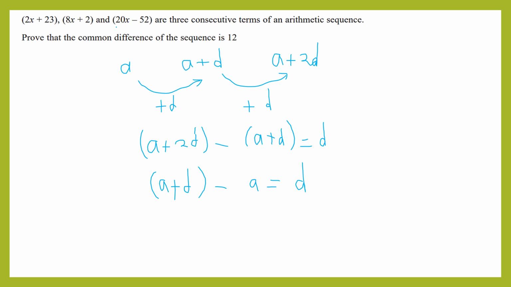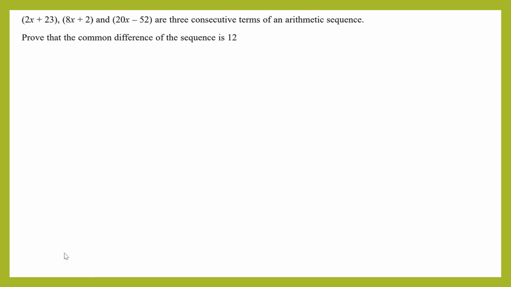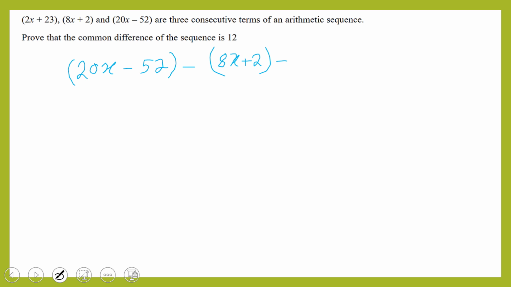So I'm going to take this one minus this one, which gives the common difference, and then this one minus this one, which also gives the common difference. Let's apply this rule. Here it will be 20x minus 52 minus 8x plus 2, all of this is equal to d. So 20x minus 8x is 12x, and negative 52 minus 2 is negative 54, equal to d.